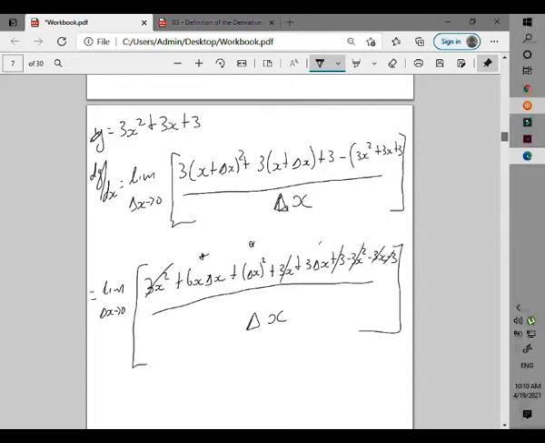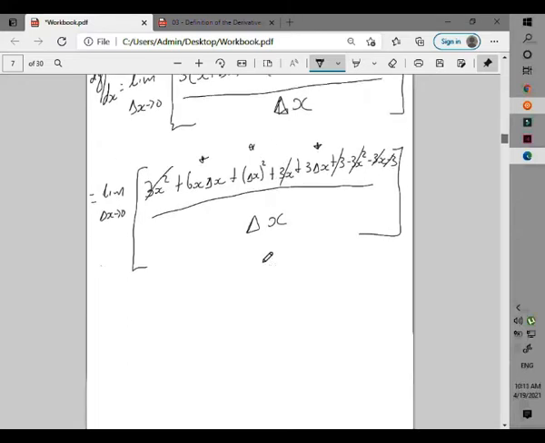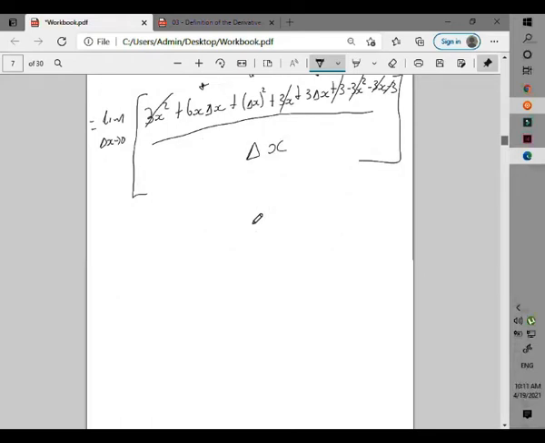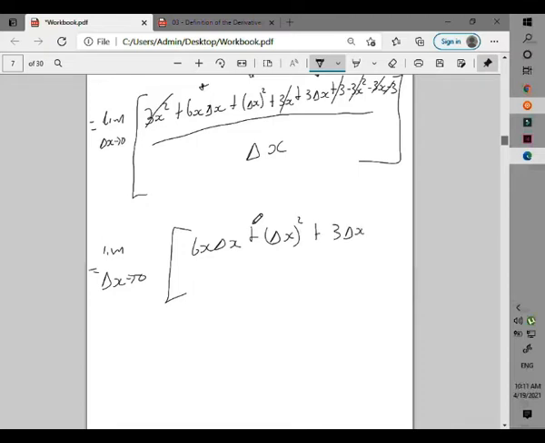This is what's left. Alright, so I have 6x delta x squared and 3 delta x. So for persons that probably won't see it, limit as delta x approaches 0. So this is going to be 6x delta x plus delta x squared plus 3 delta x, all being divided by delta x.